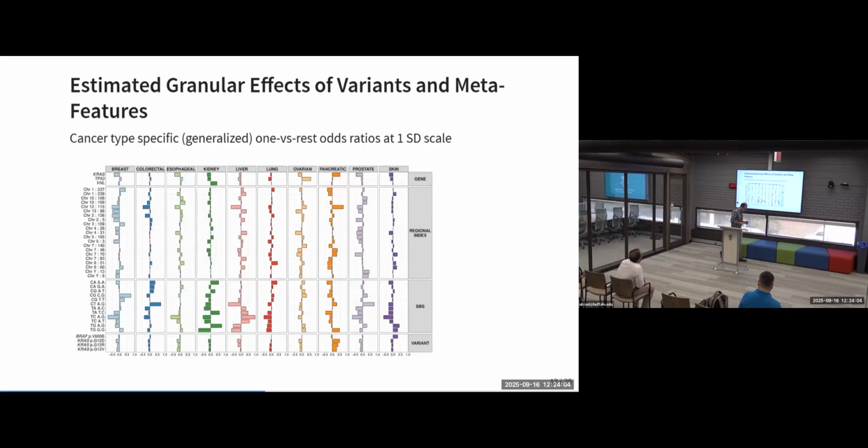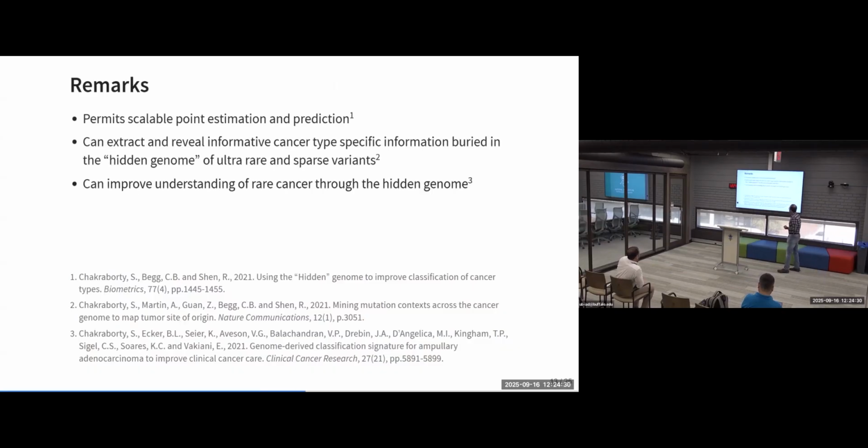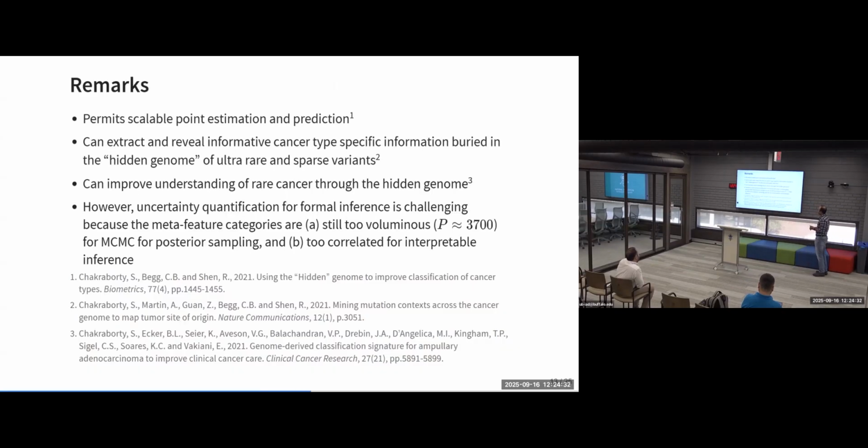But at the end of the day, this is a simplified statistical model, so you could still look into individual effects of these different parts in the model, different genes, different mutations, individual mutations, different types of alterations, etc. It's a statistical model. You could look into the odds ratios and do statistical inference with this, even with all this high dimensionality. So this approach permits scalable estimation and prediction. It can extract and reveal informative cancer-specific information.